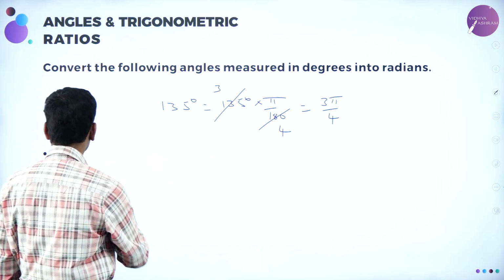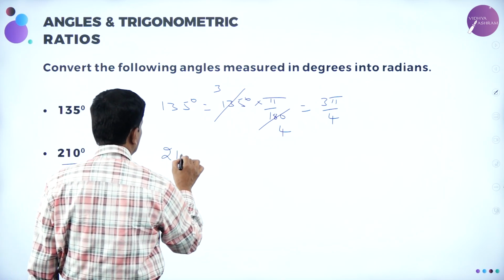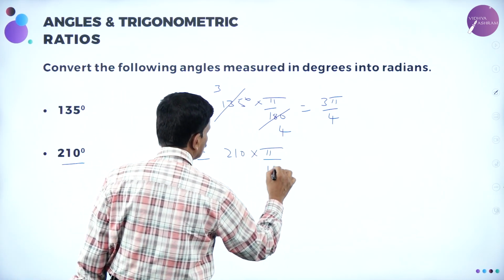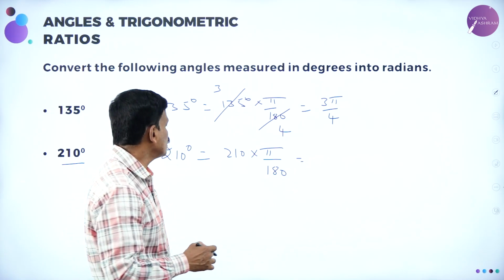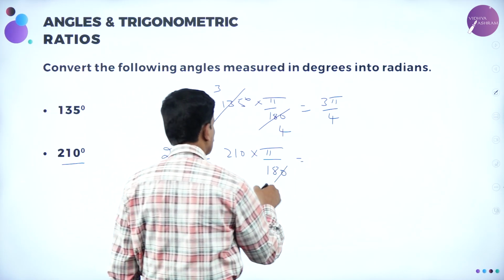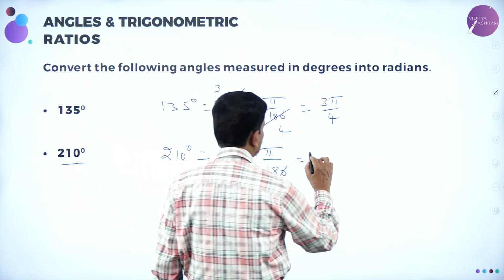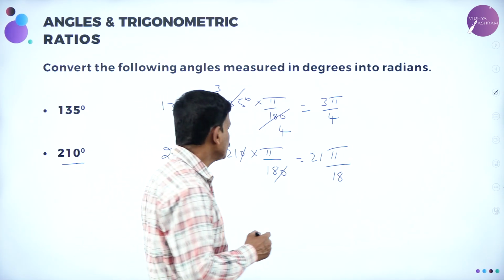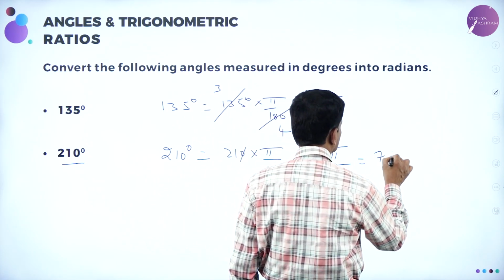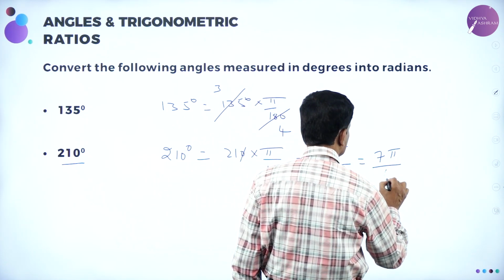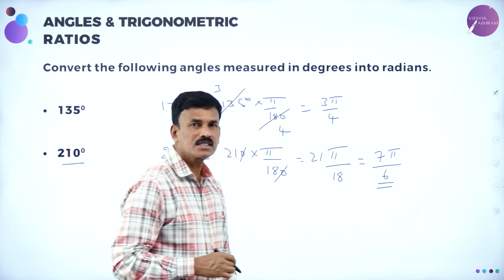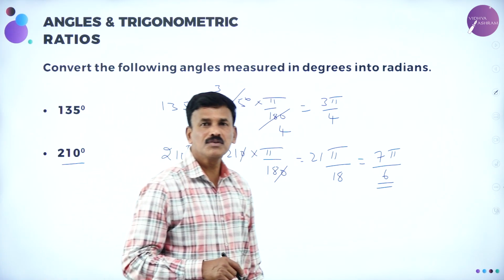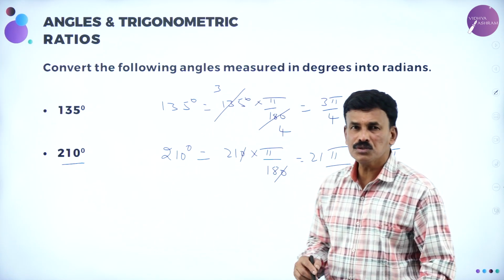Right. Now, next is 210 degrees. 210 degrees can be written as 210 into pi by 180. 210 divided by 180. This 0 and 0 get cancelled. 21 pi divided by 18. You can divide by 3. 3 7s are 21, 3 6s are 18. 7 pi by 6. That's it. 7 pi by 6 radians. That's it. This is how we are going to convert the degrees into radians.